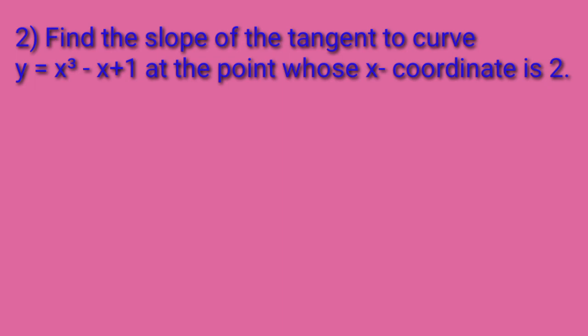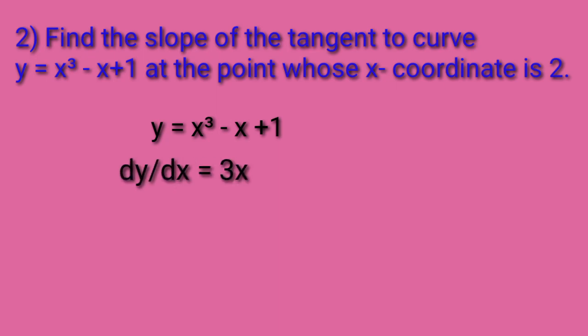Second question is, find the slope of the tangent to the curve y is equal to x cube minus x plus 1 at the point whose x coordinate is 2. Here y is given. First you have to find the slope. That means we have to find dy by dx. dy by dx: the derivative of x cube is 3x square, minus 1.